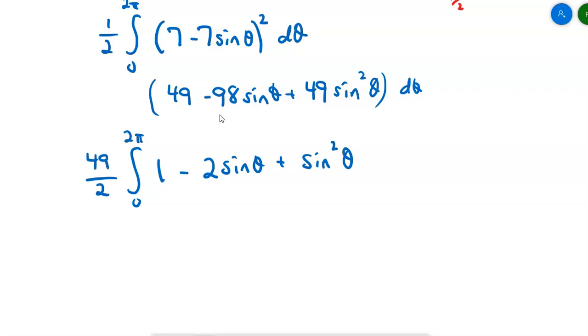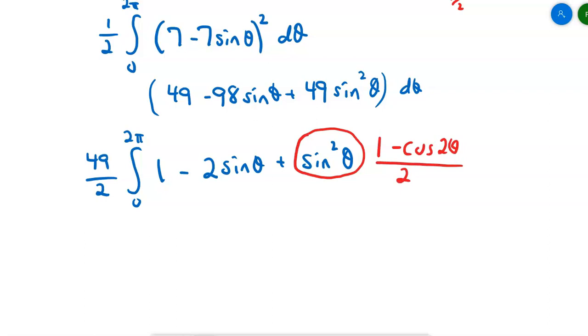sine squared theta. Now, what am I going to do with that sine squared theta? I need a little substitution. So take that sine squared theta and replace it with 1 minus cosine 2 theta over 2. Right, that's one of our identities that can help us to get rid of a squared term. So 1 minus cosine 2 theta over 2 will get rid of that sine squared.